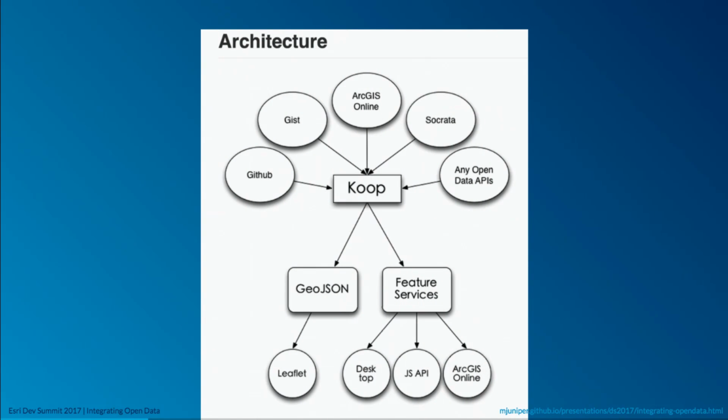So this is a pretty old diagram. We use it pretty often. It's sort of Coop in a picture. So you have this sort of rainbow of all these different data sources, ArcGIS Online, Socrata. We can even pull in data from GitHub, pulls it into Coop, and then Coop basically speaks two formats, GeoJSON and feature services. So you could use Coop to generate GeoJSON and put it in a Leaflet map, or you can generate feature services and then put them in desktop apps or ArcGIS Online web apps.